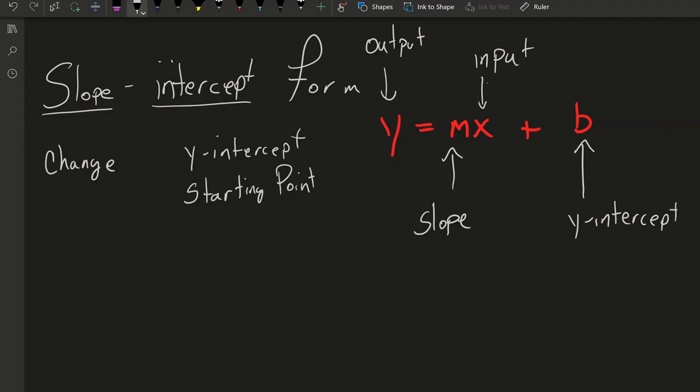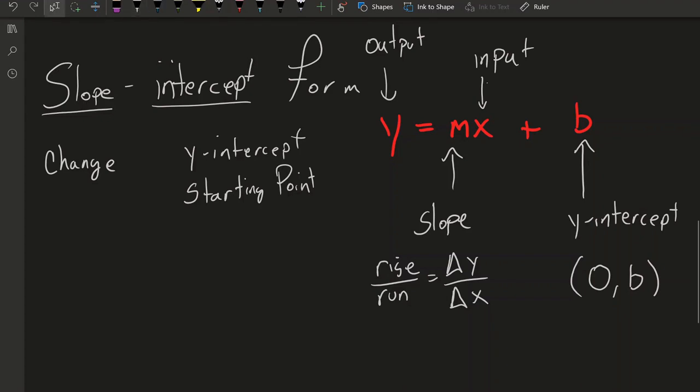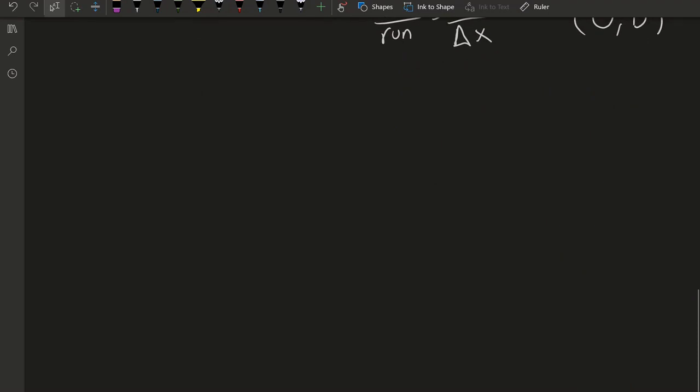And when we graph in this form, our slope is going to be the rise over the run, or the change in y divided by the change in x. The y-intercept will be our starting point, which will be located at x is 0, and then y is whatever b is. Now, that's a lot of information all at once, but this is actually a very simple form to use. So let's go ahead and graph some functions with it.